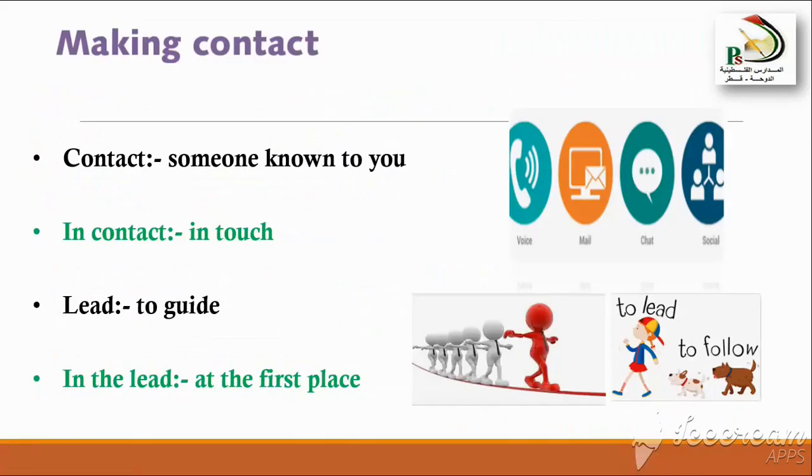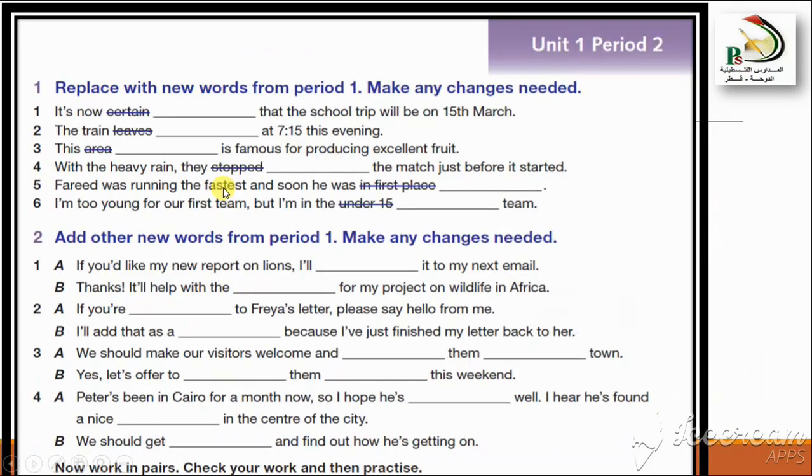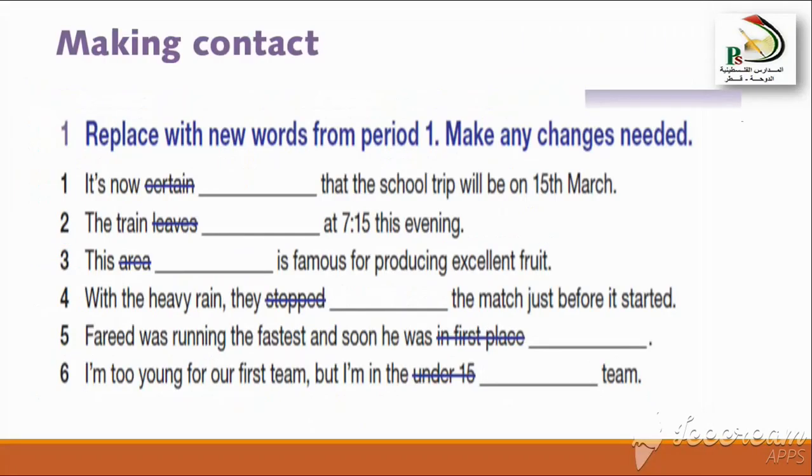So here it is the end of our vocabulary. You are supposed to write them in your notebooks. Then we will go to period number 2. Why? Because these 2 questions belong to the vocabulary that we have just discussed. You just pause the video here and write down the words that we already took and then tally it with me. Number 1, replace with new words from period 1.